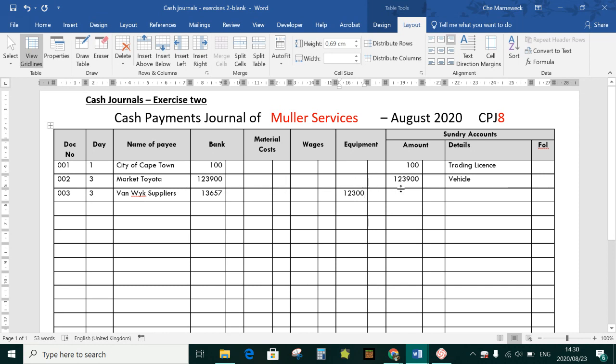We don't have a column for stationery, so we enter it under sundry. And we are also buying packing material. We don't have a column for packing material, so underneath we enter 1,123 Rand, and that is recorded as packing materials. We then make sure we don't fill anything else on that line. We don't confuse transactions. 004 will then be the following line.